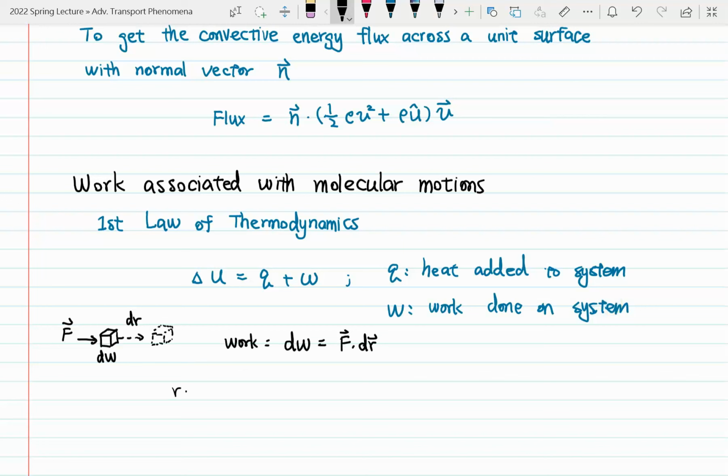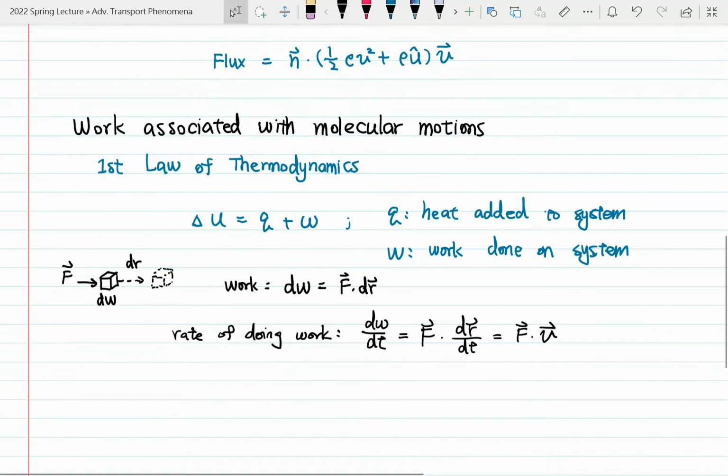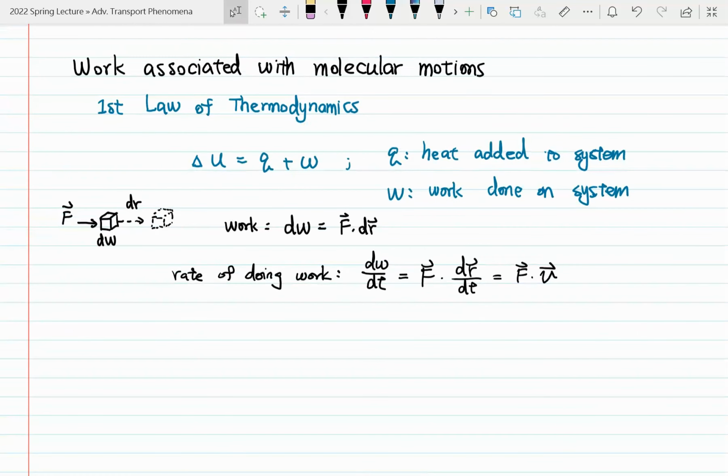So the rate of doing work is going to be dW/dt, which equals F dot dr/dt, which equals F dot the velocity. Okay, so you can think of this as the fluid exerting a force on the fluid from the minus side to the plus side.